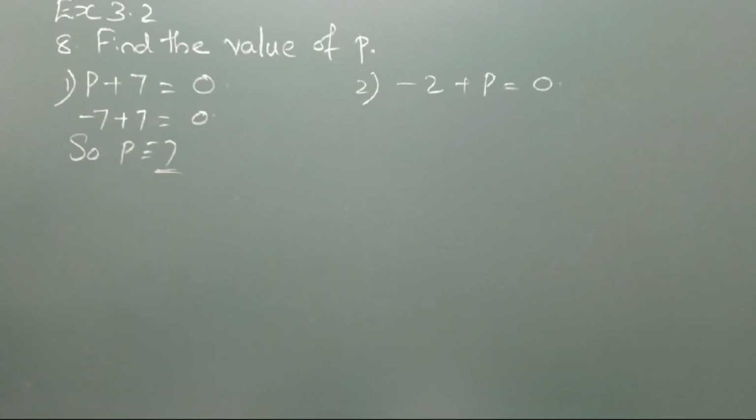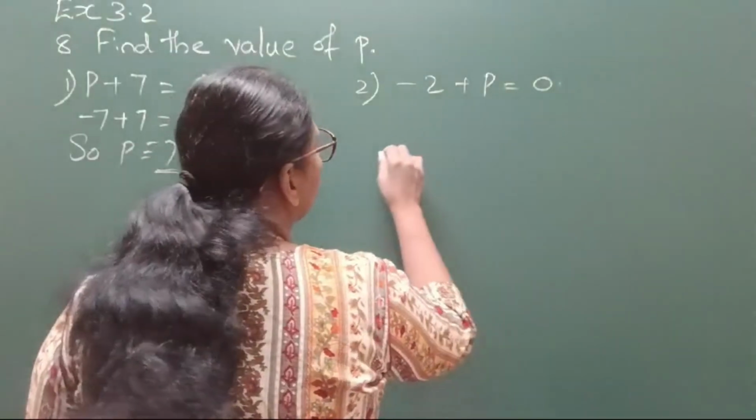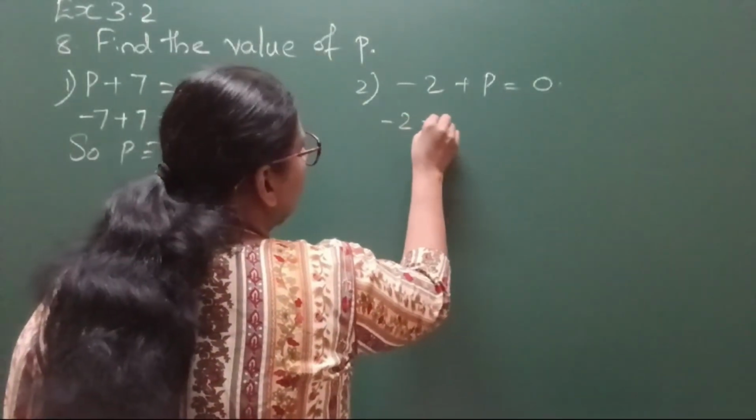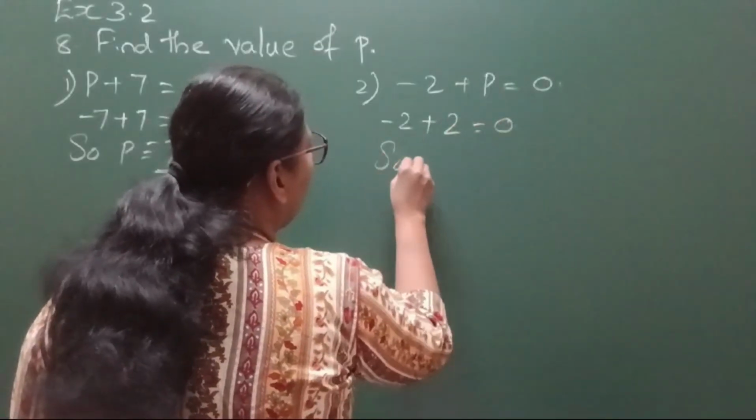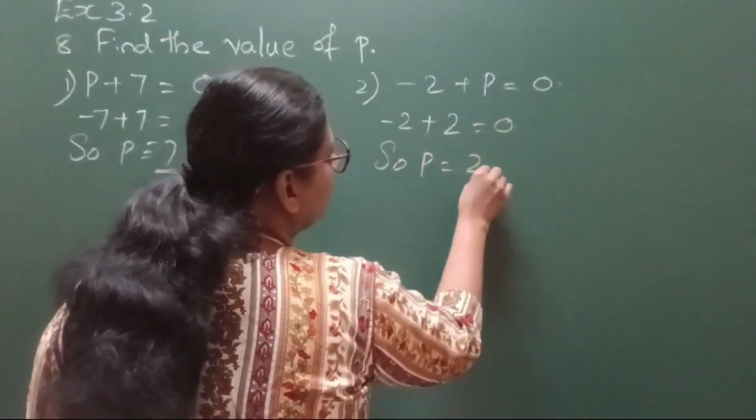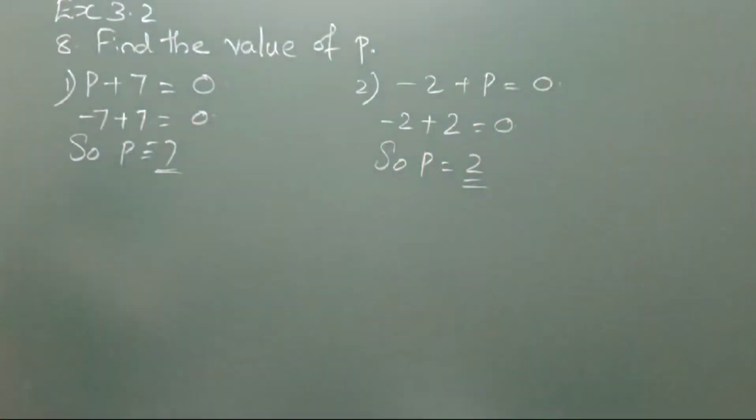Next, minus 2 plus P is equal to 0. Minus 2's opposite is 2. So P is equal to 2. Very simple.